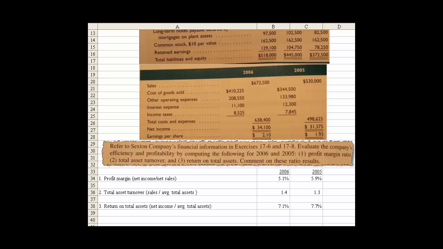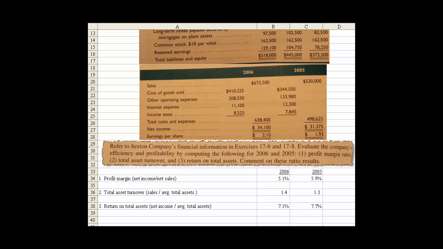Regarding the analysis part, what we can say is that Sexton's operating efficiency appears to be declining because return on total assets decreased from 7.7 to 7.1. Now, the total asset turnover is slightly favorable. It's only a slight increase. The profit margin also has become unfavorable, decreasing to 5.1% from 5.9. And what that tells us, it indicates that Sexton's ability to generate net income from sales has declined, at least in the years from 2005 to 2006.